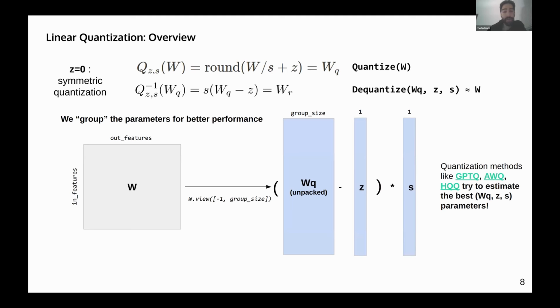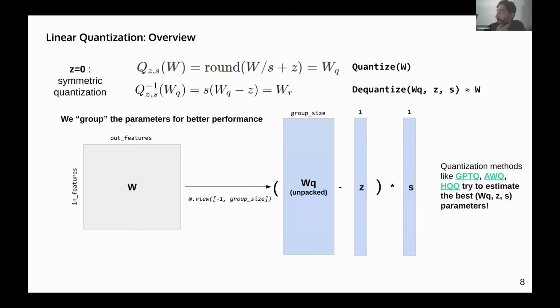So linear quantization, as I said, this is what we are going to talk about. As an overview, very simple, when you quantize with methods like GPTQ, AWQ, HQQ, you basically get three parameters: the quantized weights, which is WQ here, and what is called the zero point and the scaling factor, which are Z and S. So basically when you dequantize, it's a linear operation. It's just (WQ minus Z) multiplied by S, very simple. And when your Z is equal to zero, you basically have symmetric quantization. So you just have the scales.